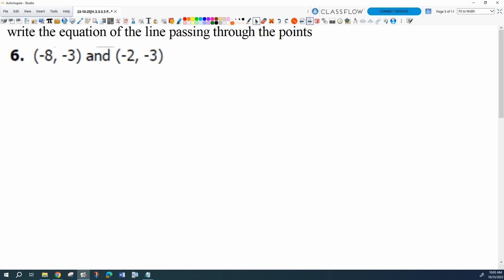Okay, what about this one? First step. Find a slope. Okay. You guys tell me what to write. What minus what?